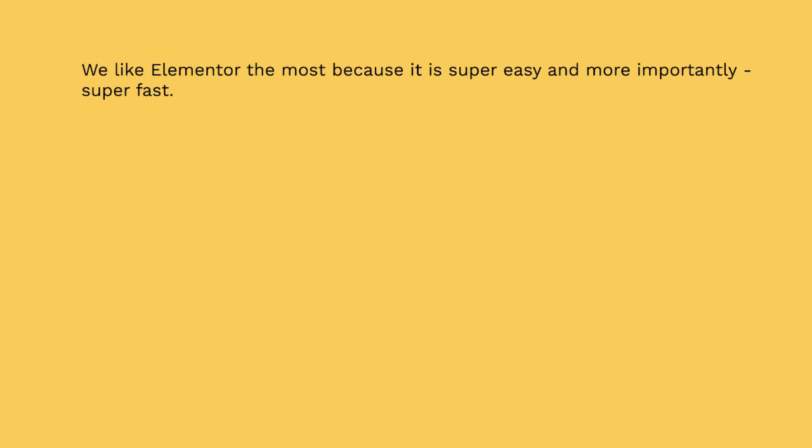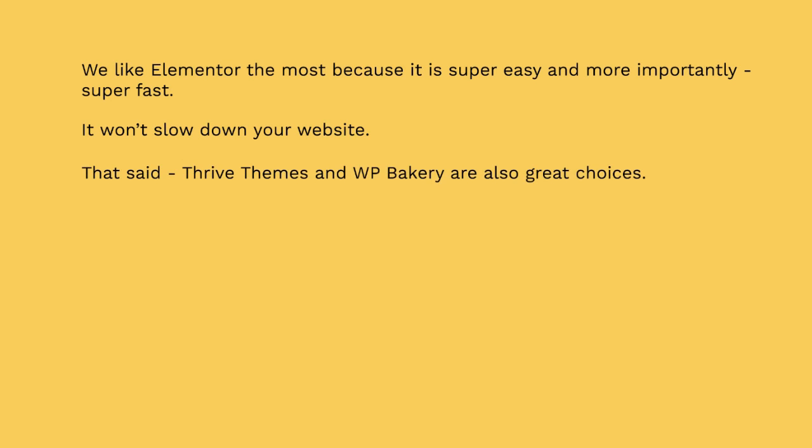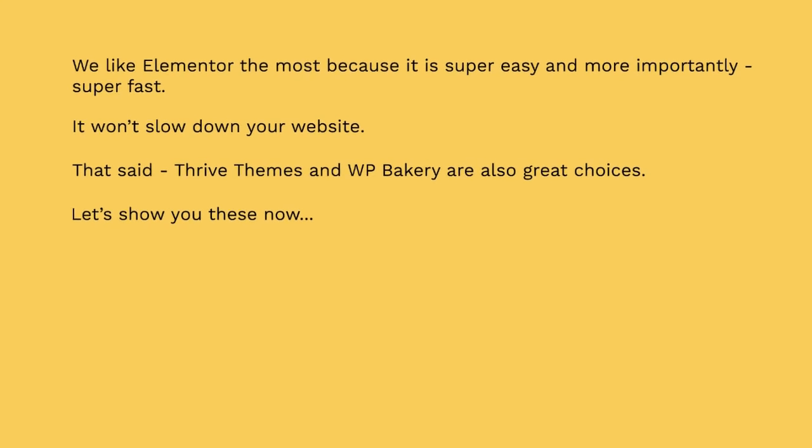One thing to note is that as you begin to add more plugins to your WordPress site, it will actually slow things down. So what we've done is when we've tested things, we found that Elementor has a lot of features, but it doesn't have a lot of coding. So it runs really, really fast and it won't slow your website down. With that said, like I said, Thrive Themes and WP Bakery are really, really good choices. So let's go ahead and hop on over to those websites and show you these in action.